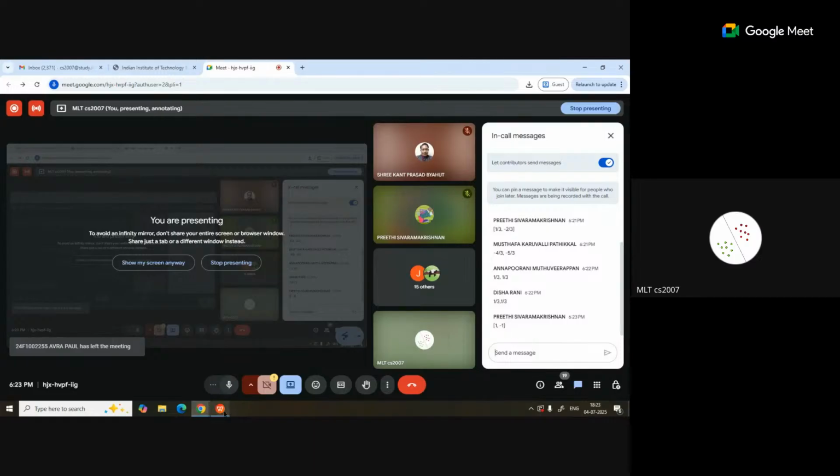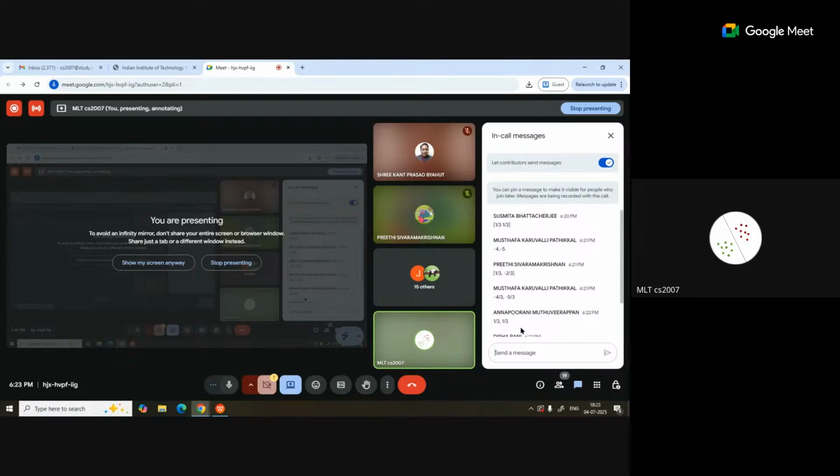Okay, I think a few of you have answered it. One by three, one by three, minus four, minus five. Mustafa has given minus four, minus five. Sushmita has given one by three, one by three. Riti has given one by three, minus two by three. Okay, I think Mustafa has changed the answer.